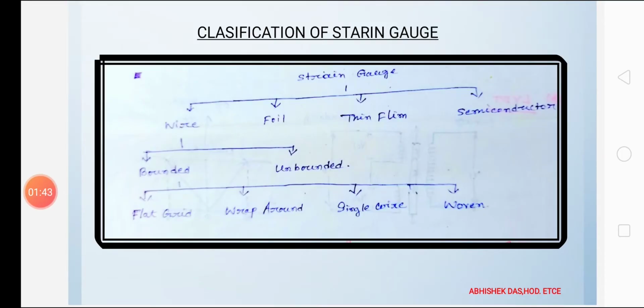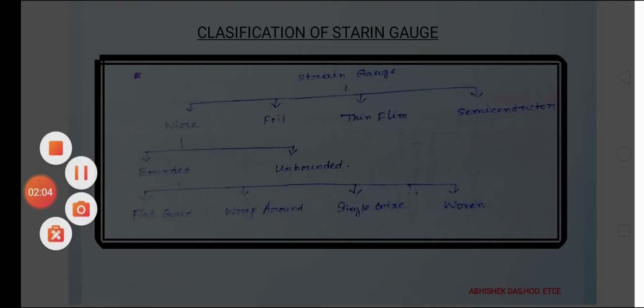This is the classification of strain gauges. Strain gauges are mainly divided into four types: wire, foil, thin film and semiconductor. Wire strain gauge is divided into two parts: bonded and unbonded. Bonded strain gauge is divided into four types: flat, wrap, single and woven.